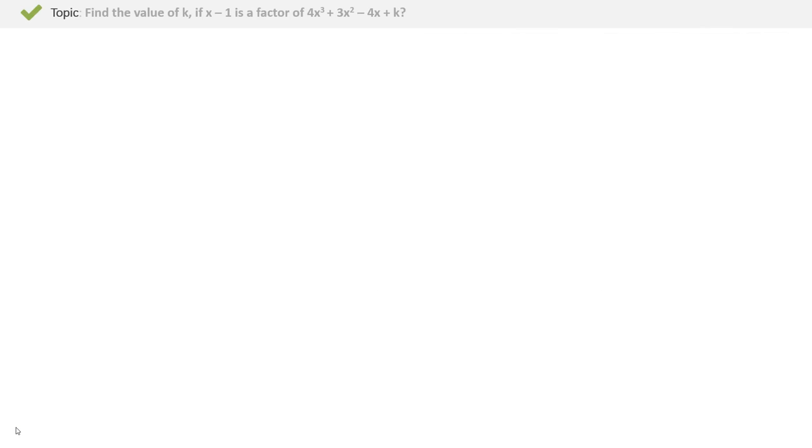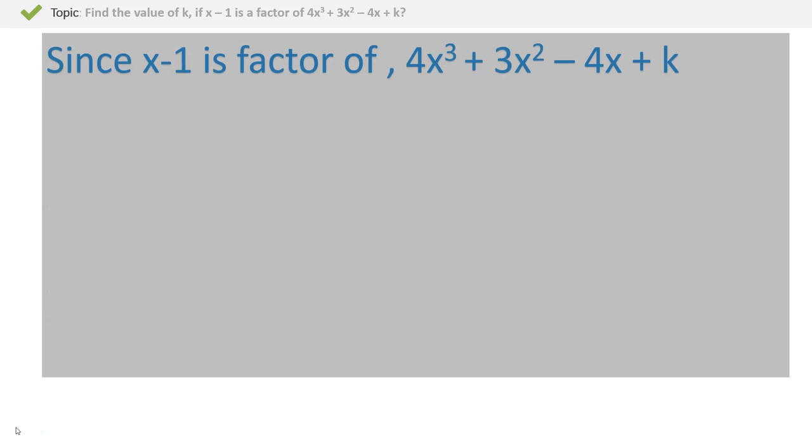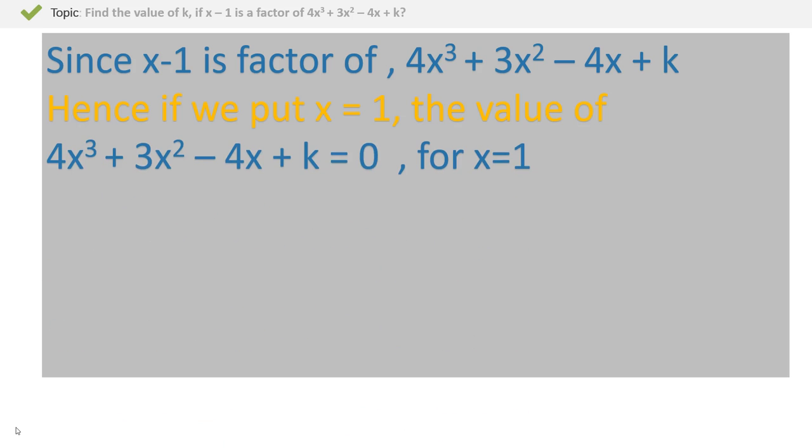Now let's use factor theorem for one of the examples here. We've got to find the value of k if x minus 1 is a factor of 4x cubed plus 3x squared minus 4x plus k. Now, since x minus 1 is a factor of the polynomial, we can put x equal to 1 in the polynomial. And if so, 4x cubed plus 3x squared minus 4x plus k, which is the polynomial, will become 0 for x equal to 1.